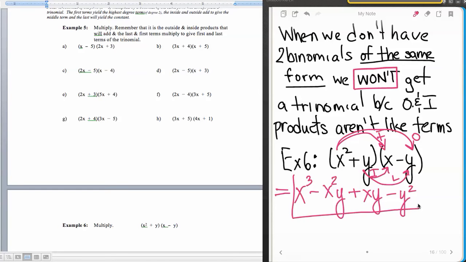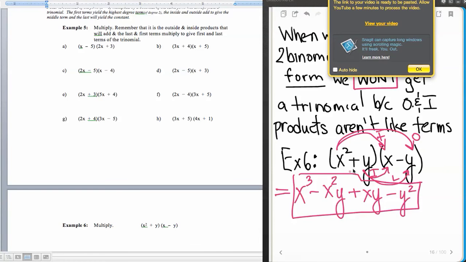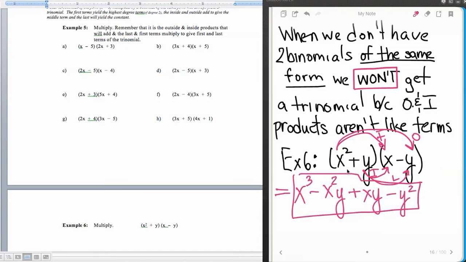And so what you see is we have 4 terms here that are not alike whatsoever, and therefore they're not going to combine down so that we get a trinomial. So that's what happens when we don't have binomials of the same form. So if we don't have an x with an x in the first here and a constant, or even with a y and a y, it would still be the same.